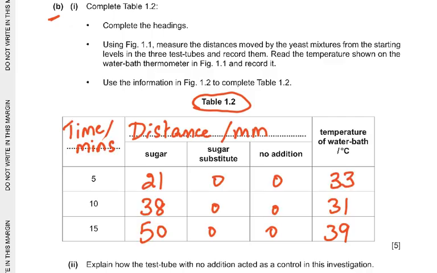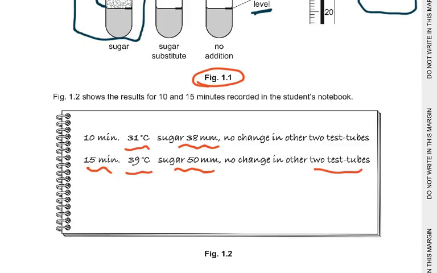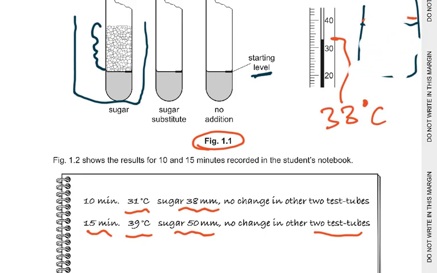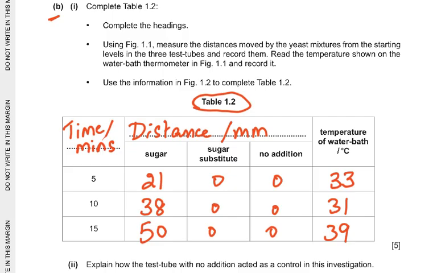So this would be the table. Now the 33 degrees Celsius was this one here. This one here was 33 degrees Celsius. And then of course we had 31 degrees Celsius here. So we were going to give this table here. We were going to just write whatever was here. And then we were also going to give this 38 and 50 here. And the rest were all zero.